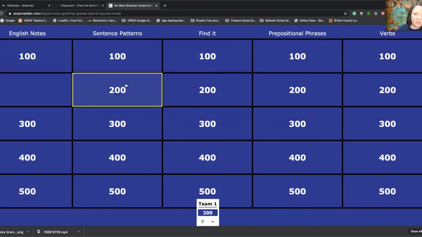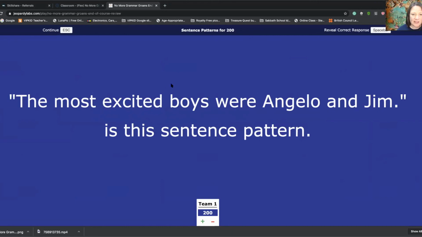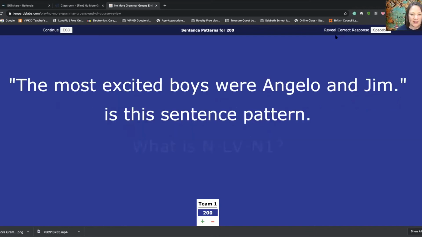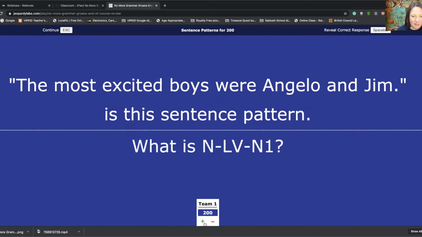Sentence patterns for 200. Let's do that. The most excited boys were Angelo and Jim. I see a linking verb with no action verb, so it can't be a helping verb. Linking verb is were. Subject, I would say, would be boys. Boys were, linking verb, and Angelo and Jim. Angelo and Jim are nouns, and they rename boys. So I think it's a noun linking verb, noun one. What is a noun linking verb, noun one? There it is, plus, and now we have 400.